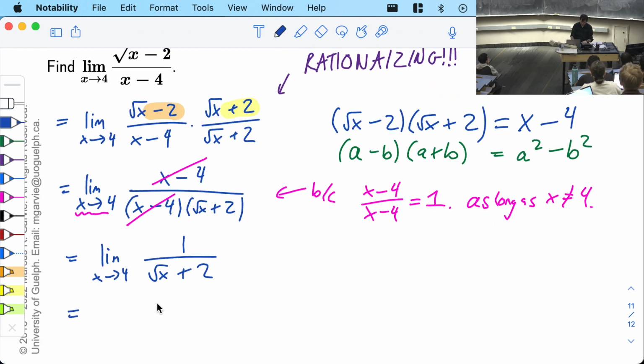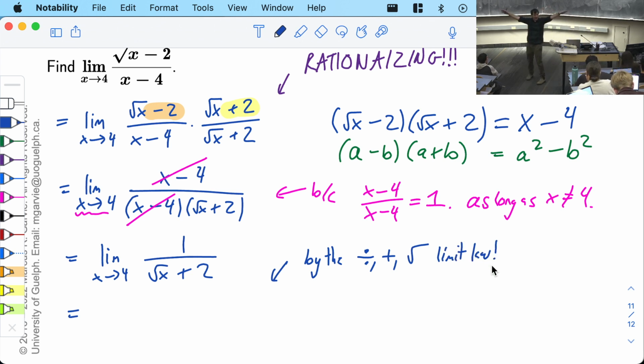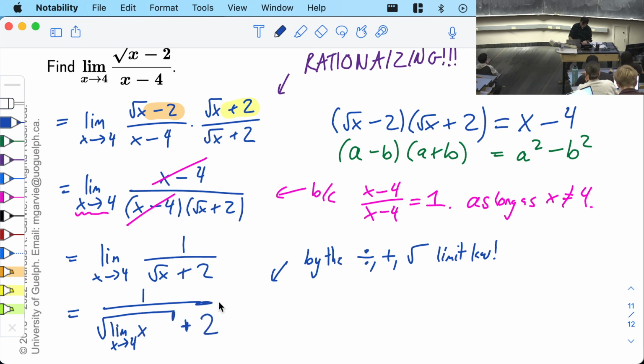So by the ordinary limit laws, let's say by the divided, plus, and square root limit laws, right? Because this limit is doing a 1 divided by something, that's the divided limit law. It's a square root, and there's a plus 2. So by those limit laws, I can move the order of the limit with those things. So I can replace it with this, the limit as x goes to 4 of x plus 2, like that.